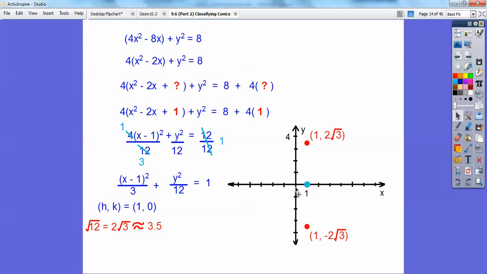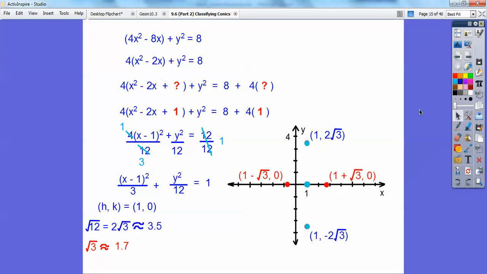Okay, so my x coordinate is 1, my y coordinate is the square root of 12, which is 2 root 3. Because this is (1, 0), I add root 12, which is 2 root 3. So this has ordered pair (1, 2 root 3). This has ordered pair (1, negative 2 root 3). Okay, and then how much do I go over to the left and to the right? It's the square root of 3, which is about 1.7.